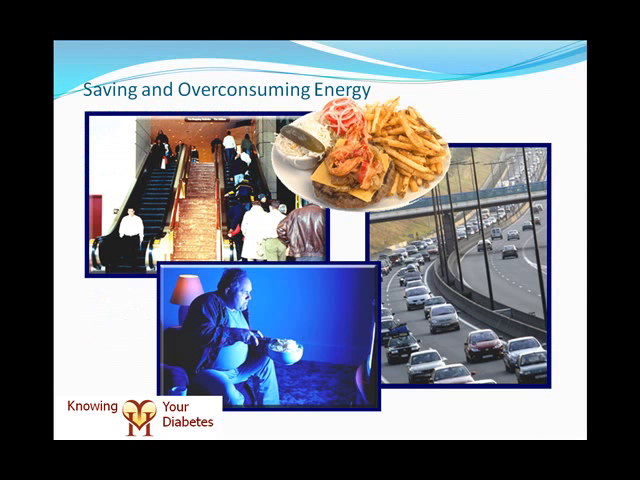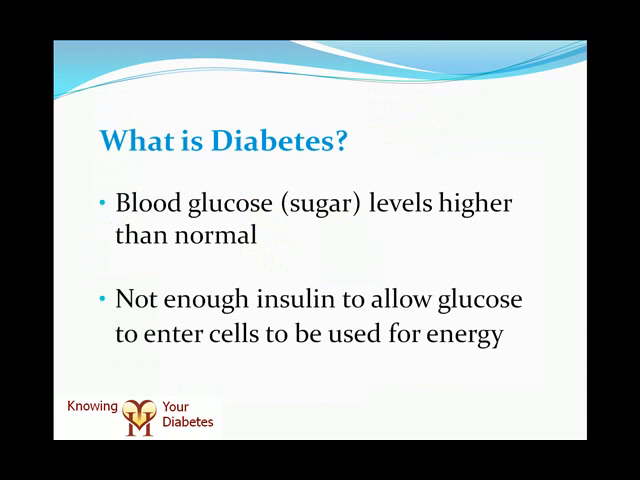Well, diabetes is a condition of having too much energy and of overconsumption. When we have too much energy in our bodies, we have to store it somewhere. We store it in our fat cells. We store it in our blood in the form of cholesterol and triglycerides. And we also store it in our blood in the form of sugar or glucose.